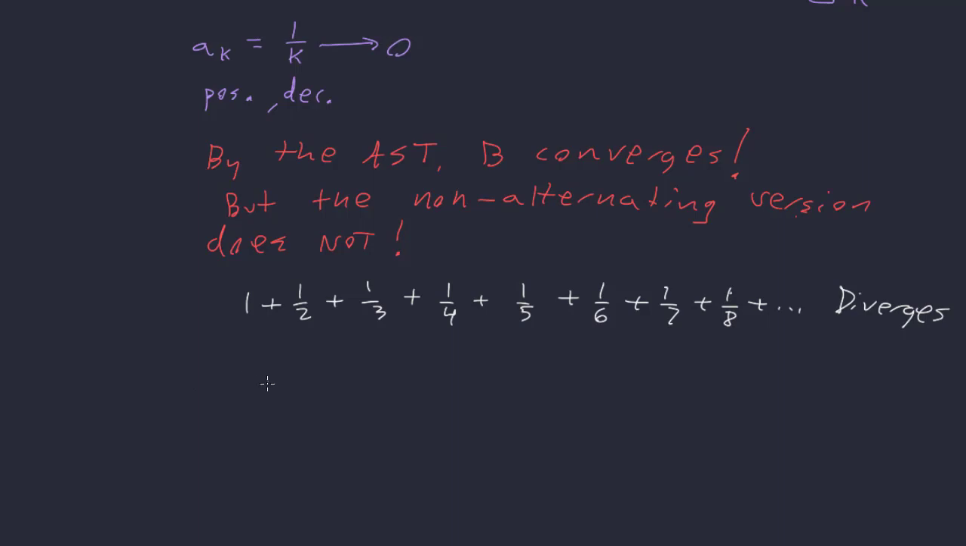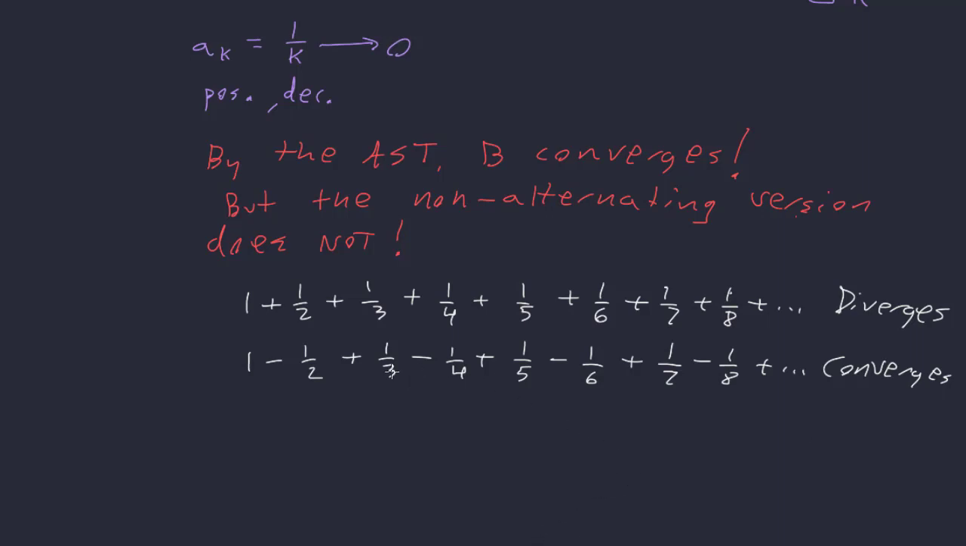But when we start alternating, so we go 1 minus a half plus a third minus a fourth plus a fifth minus a sixth plus a seventh minus an eighth, so on and so forth, this will actually converge. So this converges.